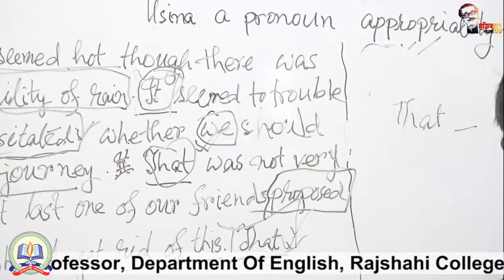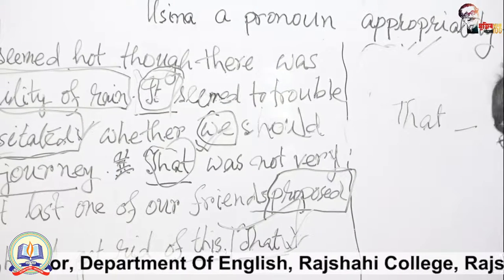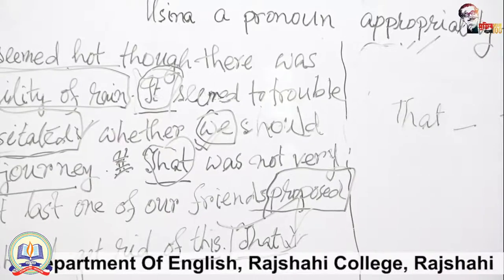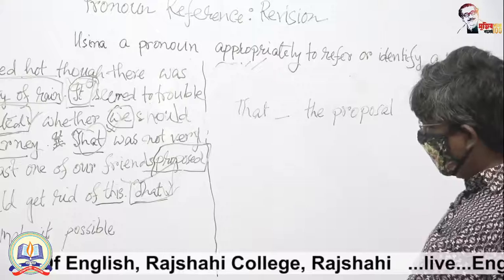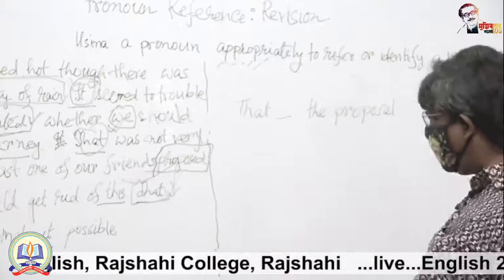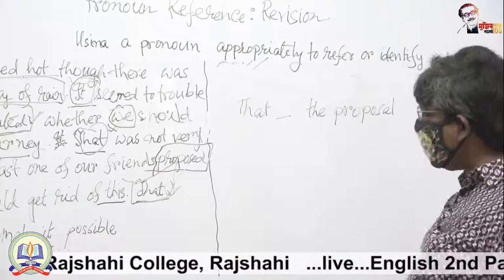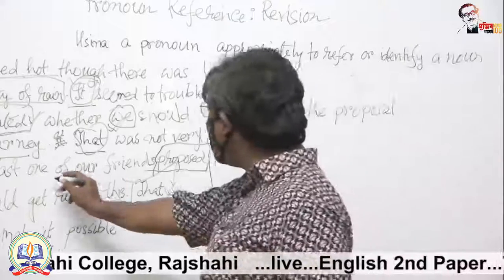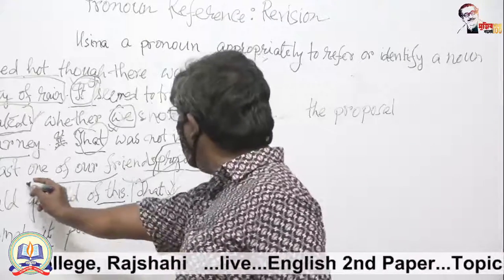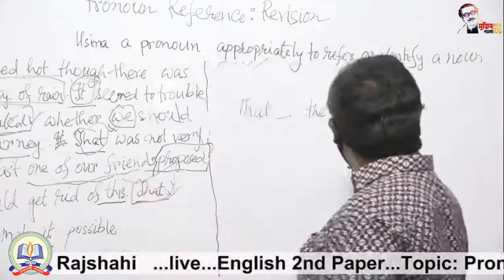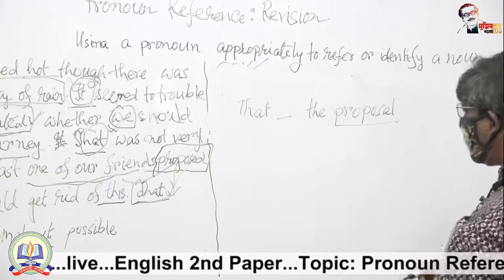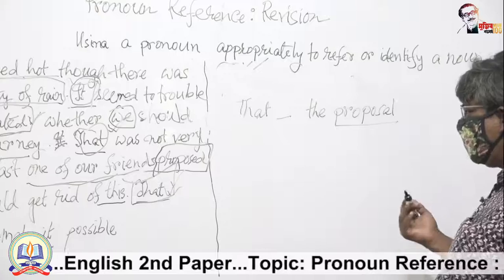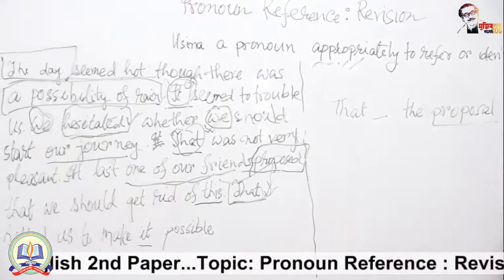If you use the noun form of the verb proposal, that means the proposal of who gave it. That is the proposal of one of our friends. We need not write this phrase, one of our friends. Simply, if we write the proposal, that will mean the proposal of our friend.